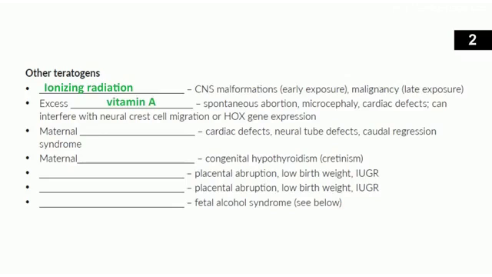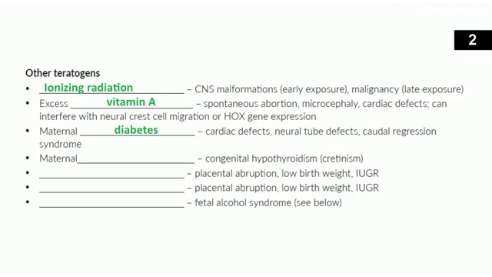Now, excessive amounts of vitamin A can be teratogenic, just like we said with the vitamin A derivative, isotretinoin. Vitamin A in excess causes spontaneous abortions, causes microcephaly, and can also cause cardiac defects. And excess vitamin A can also interfere with the migration of neural crest cells, and it can interfere with the homeobox gene, or Hox gene, expression. We're going to talk about Hox genes and what they do in just a moment.